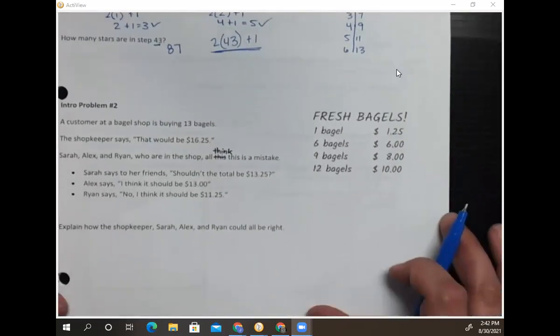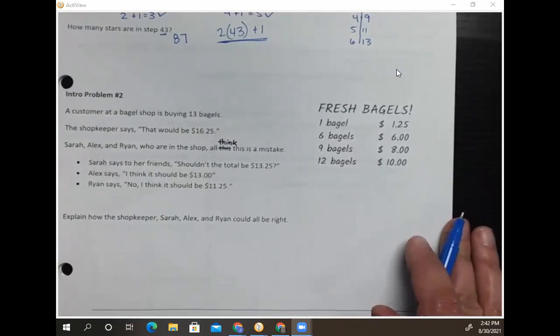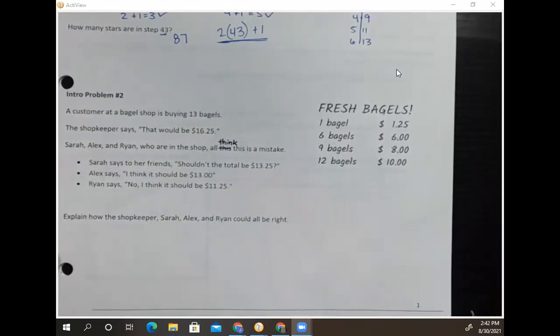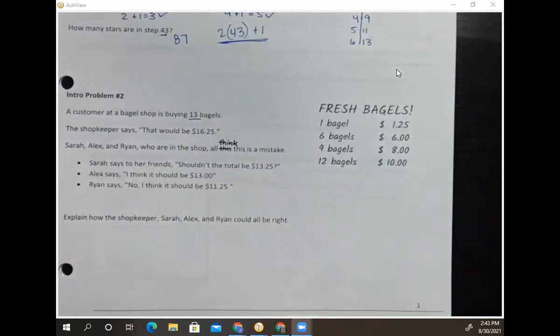Now let's talk about our second problem. So the customer at a bagel shop is buying 13 bagels. The shopkeeper says that would be $16.25. Sarah, Alex, and Ryan, who are in the shop, all think this is a mistake. Sarah thinks the total should be $13.25. Alex thinks it should be $13, and Ryan thinks the total should be $11.25. So 4 different people have come up with 4 different totals for the same amount of product, for the same amount of bagels. Why is that?